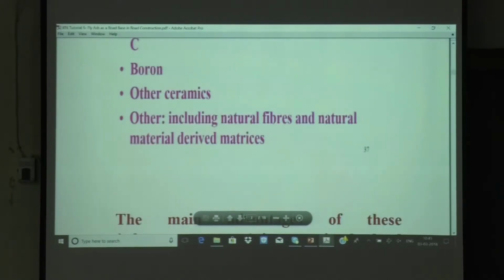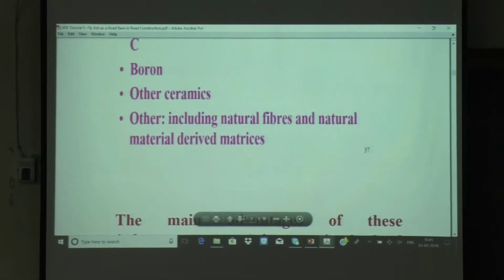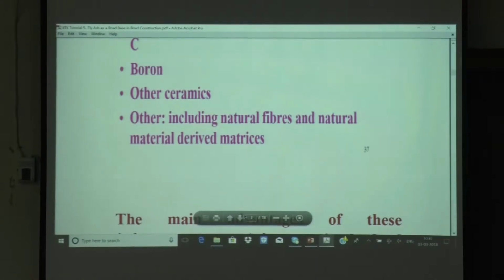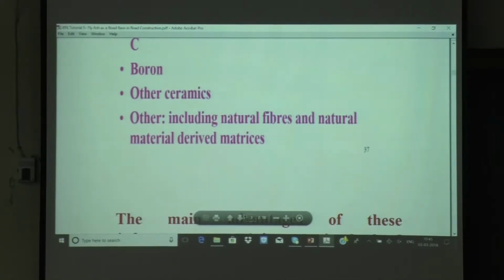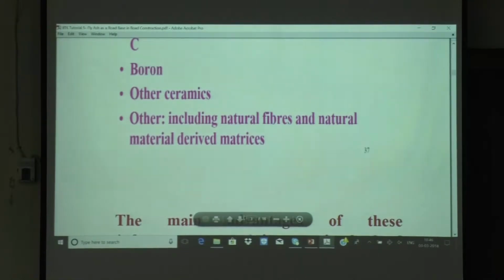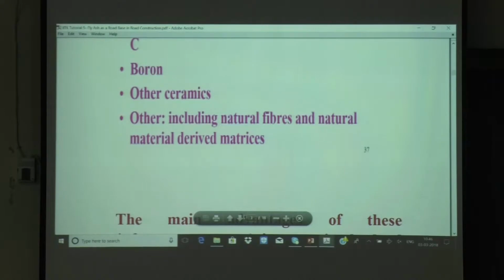And subsequently, natural fibers and natural material derived matrices can also be used. There are lots of natural fibers, like vegetable fibers and also cane fibers and things like that. They can also be used. So natural materials can all be used as fibers.